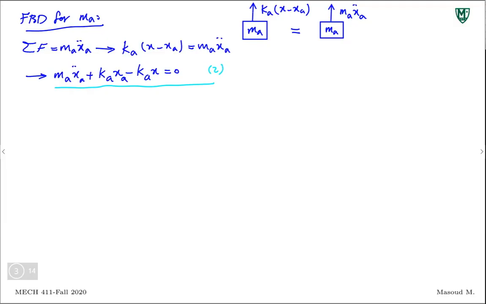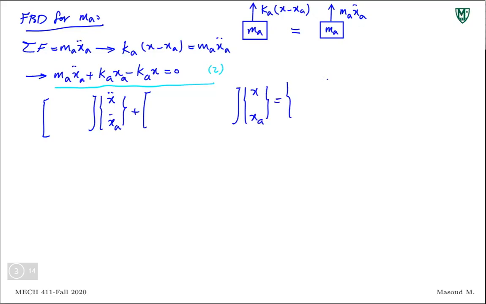System with 2 degrees of freedom, I have the equations of motion. Naturally, the second step would be to write the equations in matrix form. So in matrix form, this is the mass matrix, and let's go with x double dot, xa double dot. These are our 2 degrees of freedom. Stiffness matrix, I'm going to make it a little bigger, x and xa, and we have the force component.